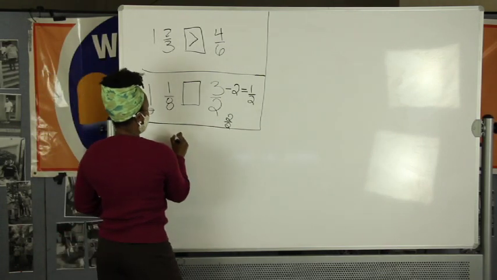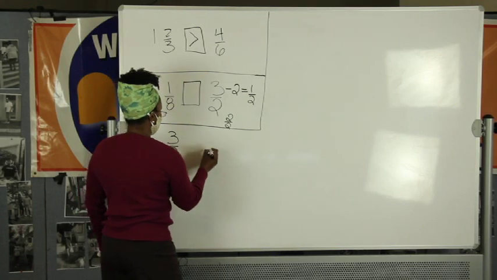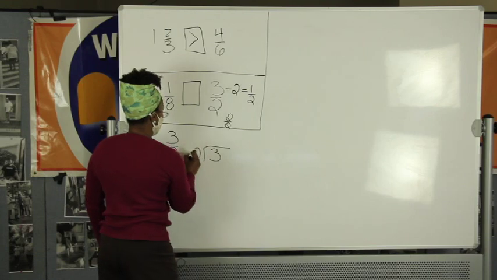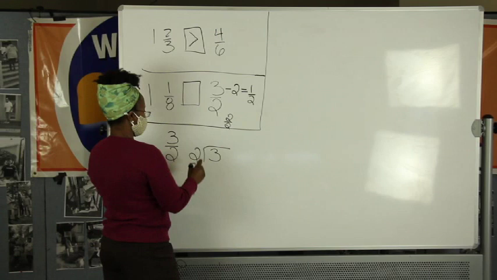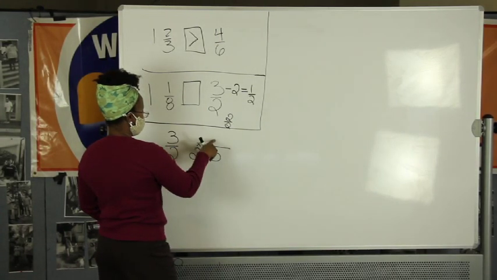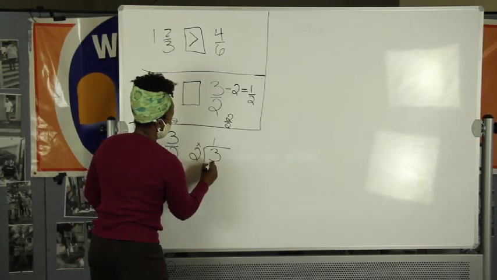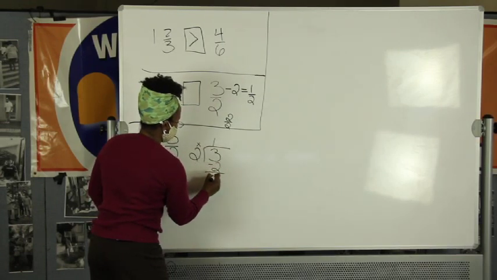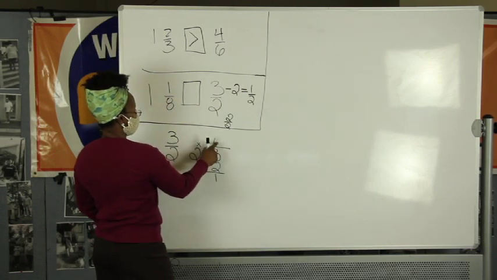So with an improper fraction, you can also do this. You can do 3 divided by 2. 2 goes into 3 how many times? 2 times what equals, as close as you can get to 3? 1. So 2 times 1 equals 2. And you have 1 left over. So now this is your whole number.